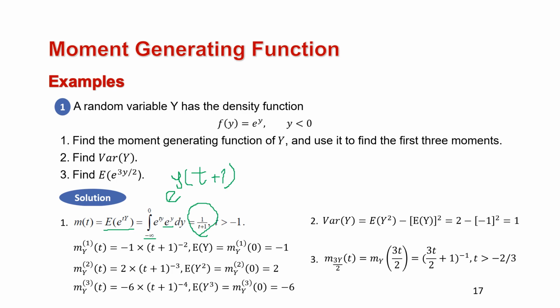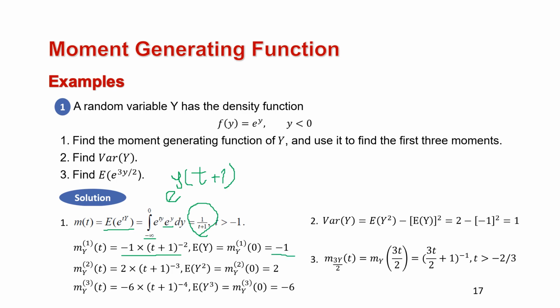Right. Let's differentiate for the first time, because here we will have t plus 1 to the power negative 1, but its differentiation will be negative 1 times t plus 1 to the power negative 2. Substitute t equals 0, but then the first moment equals -1.